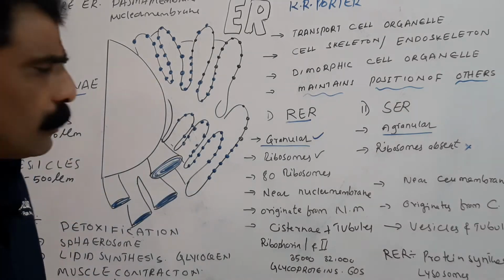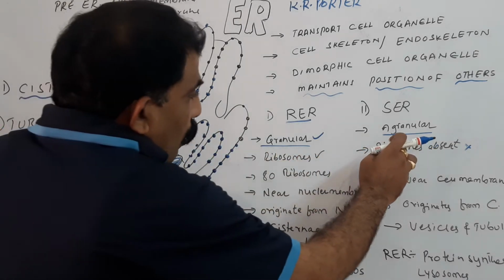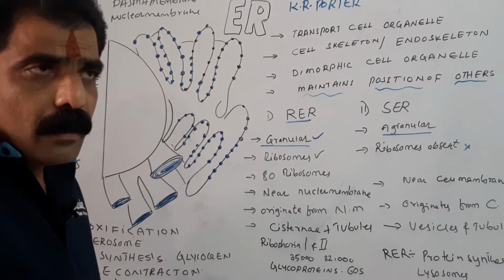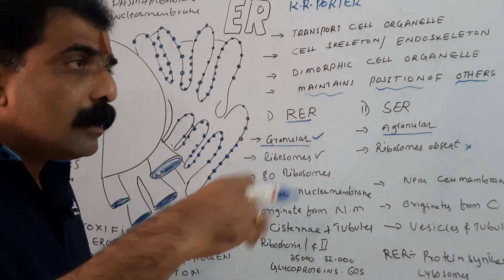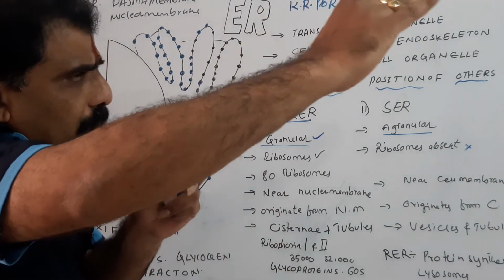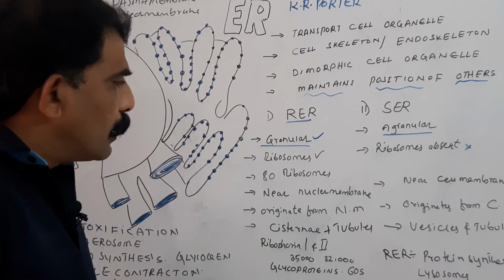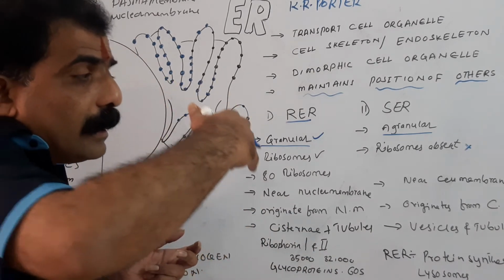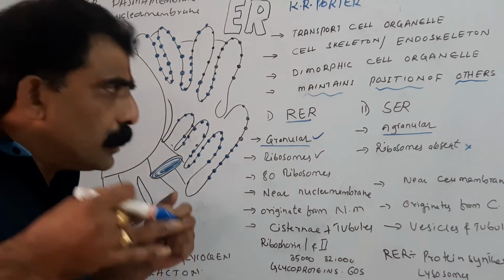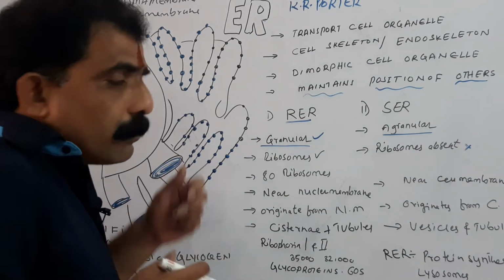The position of the rough endoplasmic reticulum is near the nuclear membrane, whereas the position of the smooth endoplasmic reticulum is outside, towards the periphery. What is there at the periphery? The plasma membrane, the cell membrane. Towards the periphery, near the cell membrane, the smooth endoplasmic reticulum is present. Towards the center, near the nuclear membrane, the rough endoplasmic reticulum is present. So the position of the smooth endoplasmic reticulum is the periphery of the cell, and the position of the rough endoplasmic reticulum is the center of the cell.